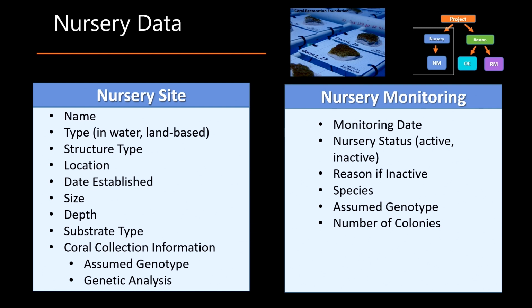And then when you go back to monitor your nursery, this is just data that's a little more dynamic and apt to change through time. So on whatever specific date you're monitoring, whether your nursery is active or inactive, and by that we just mean, are you actively propagating corals for outplanting, or for some reason is the nursery just not propagating corals at that time? If it is inactive, we have a whole list of reasons to choose from. And then we want to know what is in your nursery, basically the number of colonies by species and assumed genotype. And again, assumed genotype is just your colony tracking identification information.